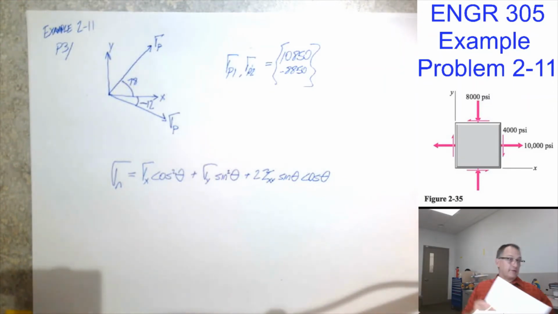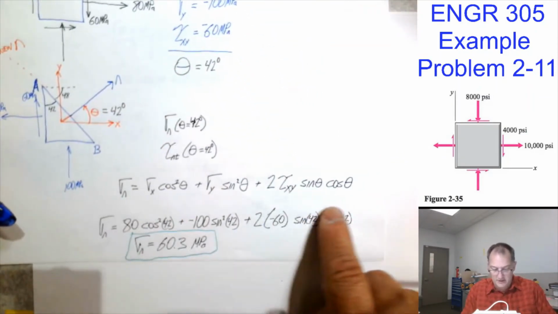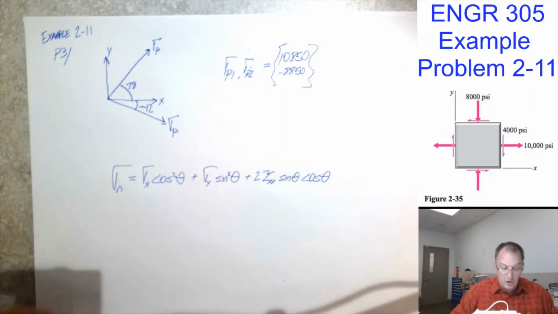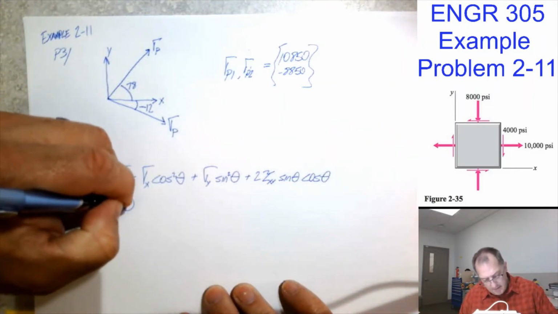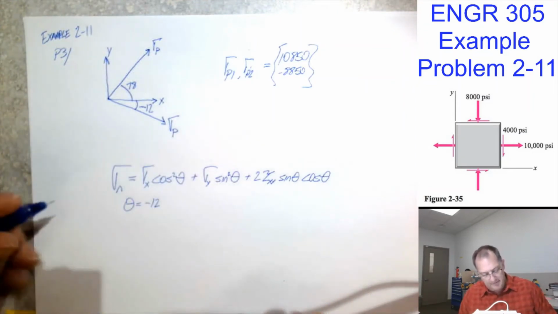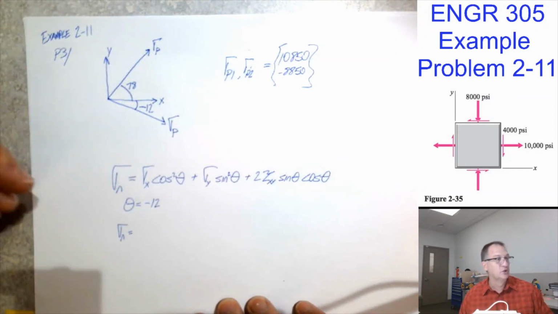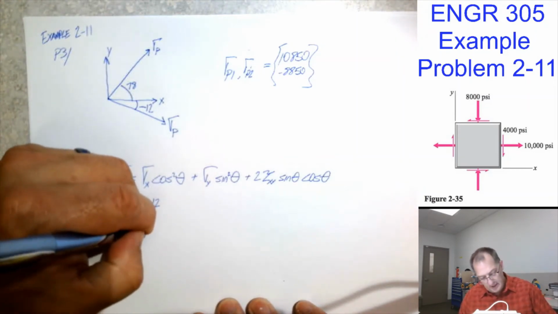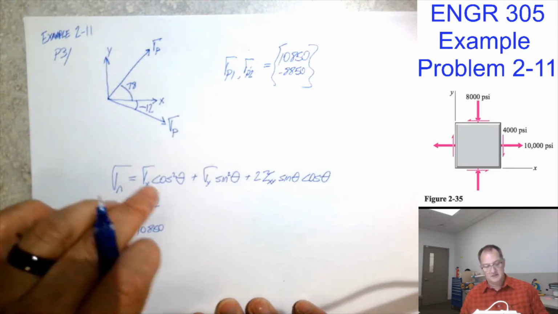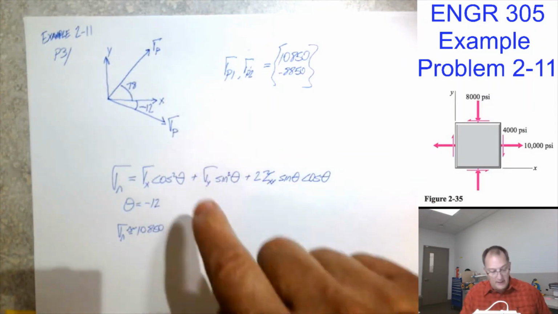Actually, from our example problem, this is just sitting next to me. Example problem 2.8. There's our equation, but I wrote it down. So now we pop in theta equals negative 12, and out of that equation, we're going to get that sigma n is equal to approximately 10,850. It's going to give me some errors, but now I know which one it is.